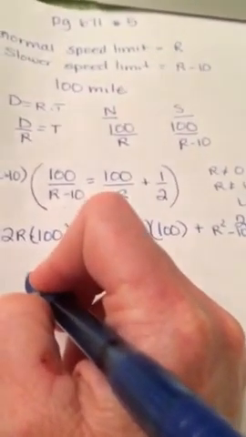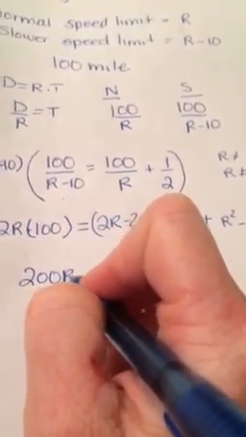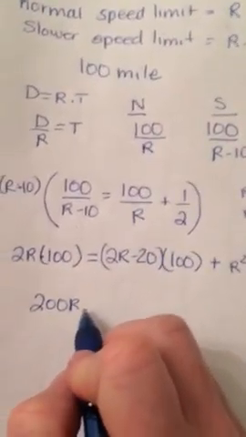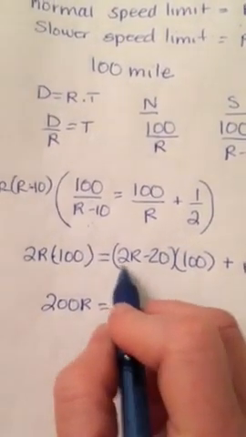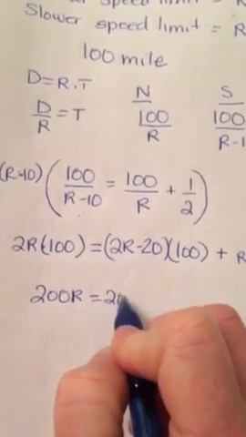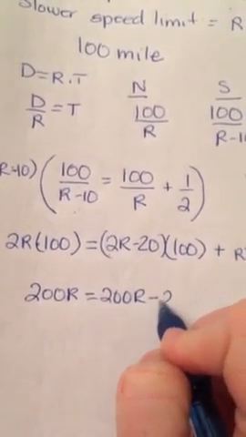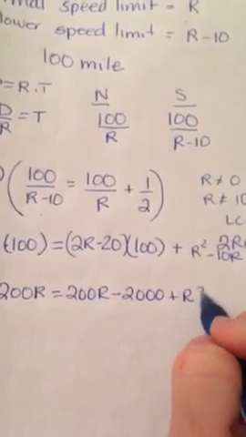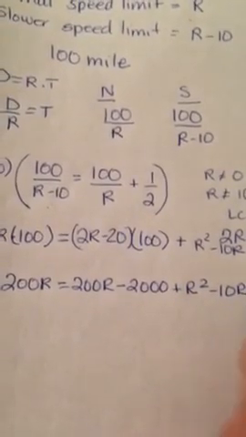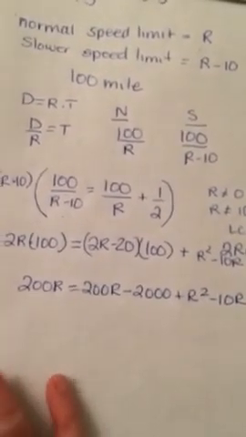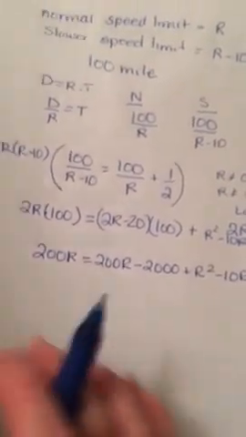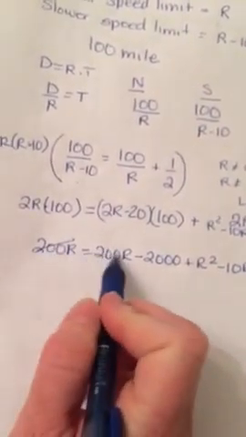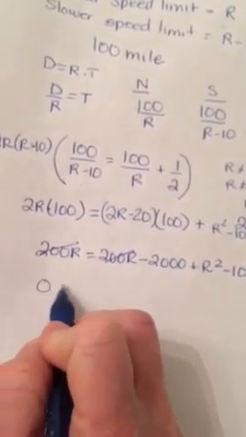Okay, so let me simplify this. We get 2R times 100, which gives me 200R. Let me stand up so you can see this a little better. And then I'm going to distribute my 100 here, and I'm going to get 200R minus 2,000 plus R squared minus 10R. All right, let me move this up a little bit. Now these 200R's are going to cancel, aren't they? So now I have 0 equals.